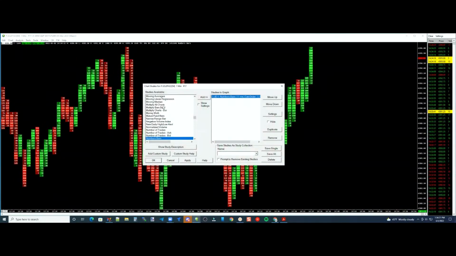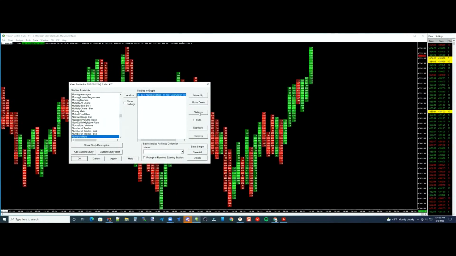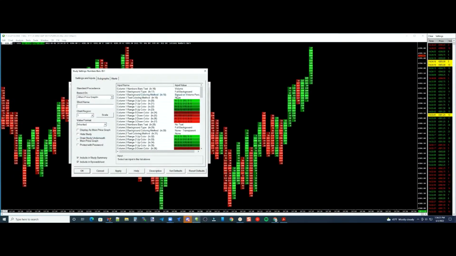So this is the very generic look. All right. So let's come into settings. And remember, for me, the only thing that we're going to focus on is the number one column. Okay. So I'm just looking at the column one.